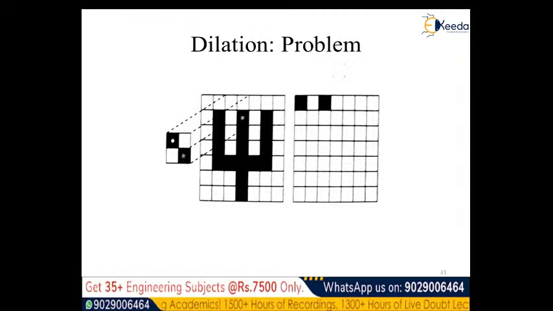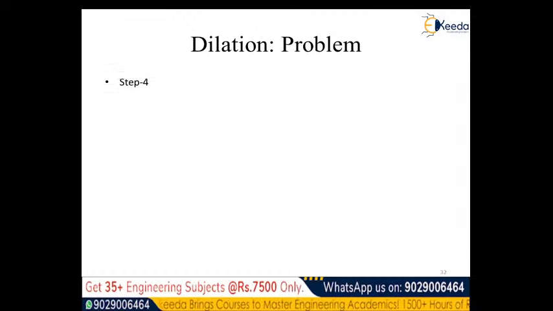In step number 3, you see this is the structuring element that is covering this much of the portion here. So you find there is a match between the dark pixels of the structuring element and the original image plane. That is why at the third place here we make a dark pixel. So this was the thing here, and now we move on to the next step, that is step number 4.